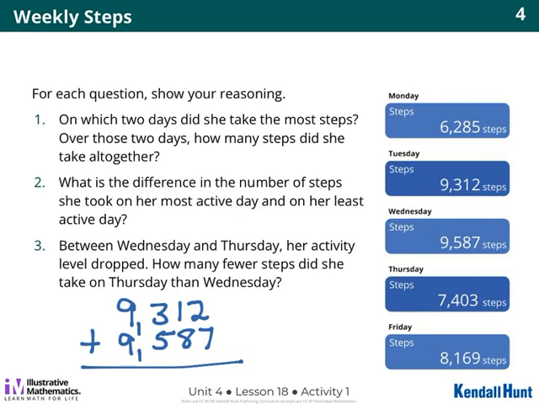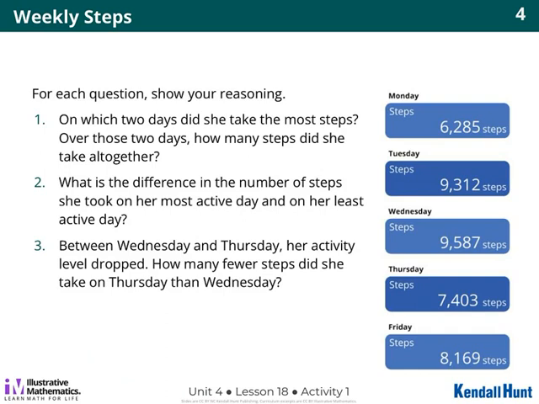So we've got to line them up. And then we add. So everybody, what is 2 plus 7? 9. What is 1 plus 8? 9. 3 plus 5? 8. 9 plus 9. 18. And 1, 2, 3, comma. So 18,899. Hmm, 6,899? Okay, you got that one correct. Pat yourself on the back. Okay, good job. I see a lot of back patting.